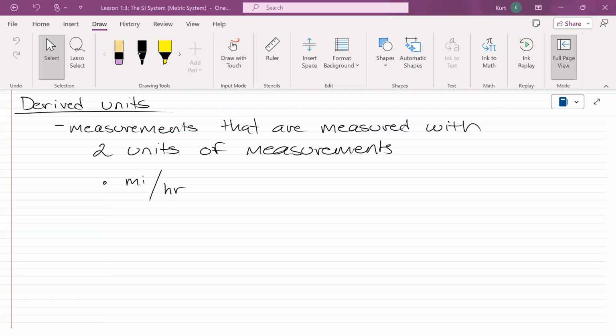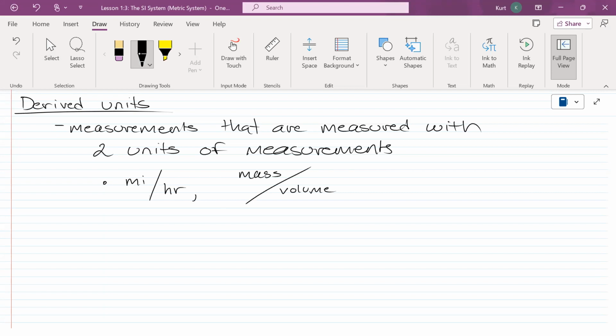All right. We left off at the end of part two of this lesson with derived units. Derived units are where you have two different units of measurement, and right before the bell rang, we did miles per hour. Those are two different units of measurement. Another one I want to go over with you guys is a very common one, and it is density. Density is mass over volume.